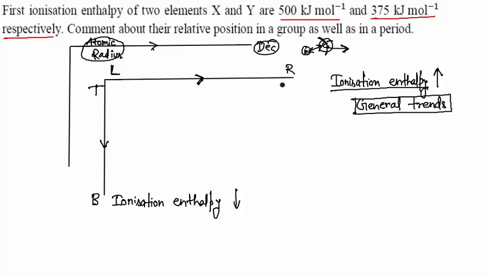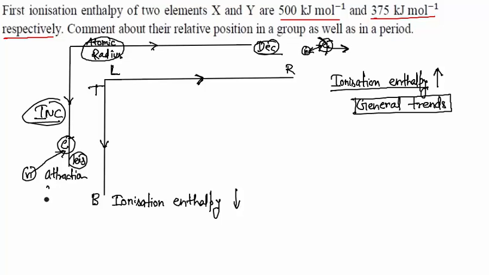There are a few exceptions, but we are not here to take those exceptions. Now if you are moving from top to bottom, the atomic radius increases. If the atomic radius is increasing, that means the attraction force of the nucleus on the outermost electron is a little less. And if this attraction force is less, it is easier to remove this electron from the atom. And if it is easier, the ionization enthalpy will decrease. So it's pretty simple. When you move from left to right, ionization enthalpy increases. When you move from top to bottom, ionization enthalpy decreases. Now the concept is over.